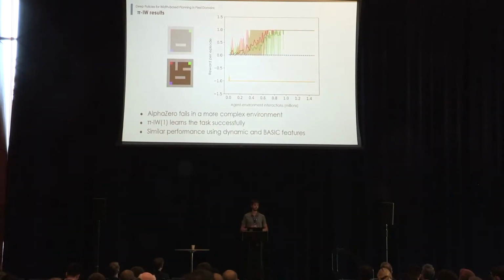In a more complex environment, we can see how AlphaZero fails to learn the task, while our method still reaches a reward of +1, although it takes a little bit more time. And we can see as well how the difference between the automatically extracted features and the ones predefined is small, so the performance is similar.